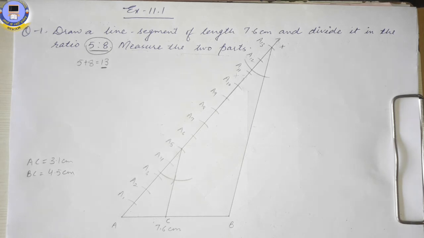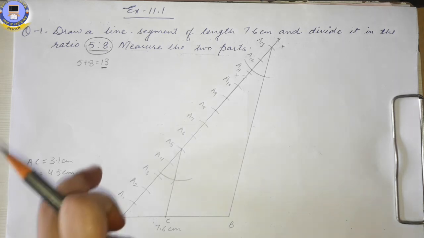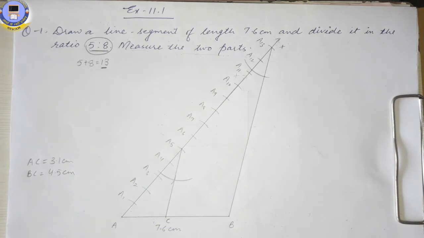So in this way we have drawn the first question of exercise 11.1 by the second method, but this question is easier to solve by the first method. If you want to try it by the second method, you can do it, it is also correct.